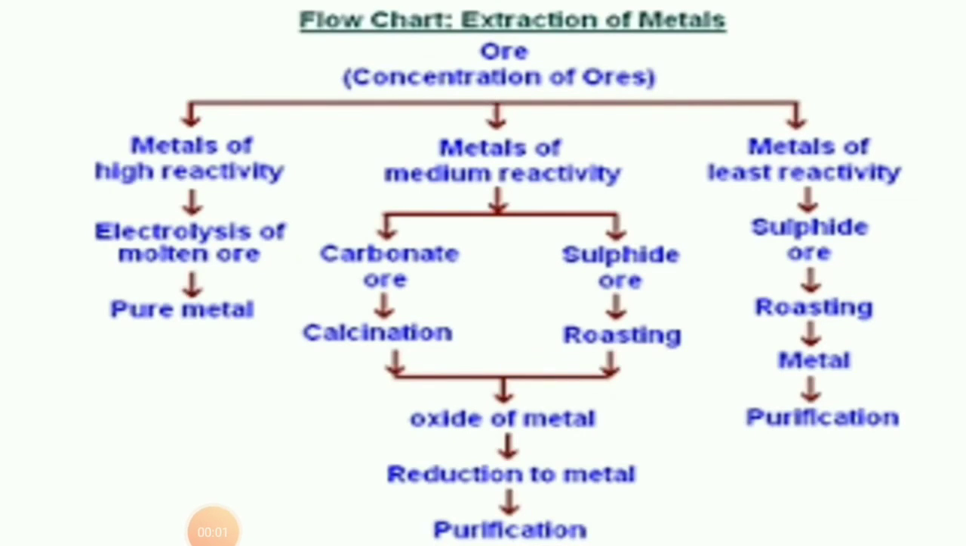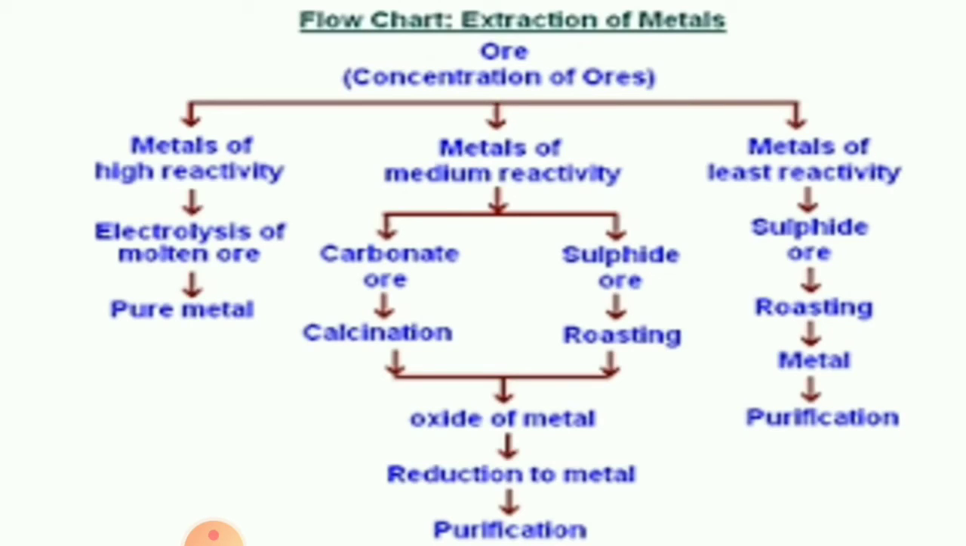Understand the flow chart. With the help of the flow chart, you can understand the metals of high reactivity, medium reactivity and low reactivity. Metals of high reactivity have to be processed through electrolysis of the molten ore. Before that, the ore has to be molten with the help of Bayer's process and Hall's process, and afterwards pure metal is extracted.